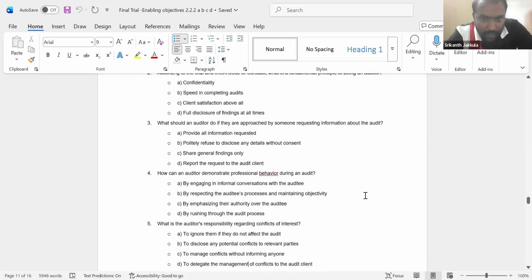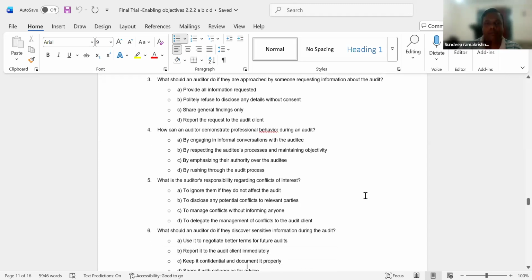How can an auditor demonstrate professional behavior during an audit? A. By engaging in formal conversation with the auditee. B. By respecting the auditee's process and maintaining objectivity. C. By emphasizing their authority over the auditee. D. By rushing through the audit process. B, sir. Yes, very good. B is the right answer.